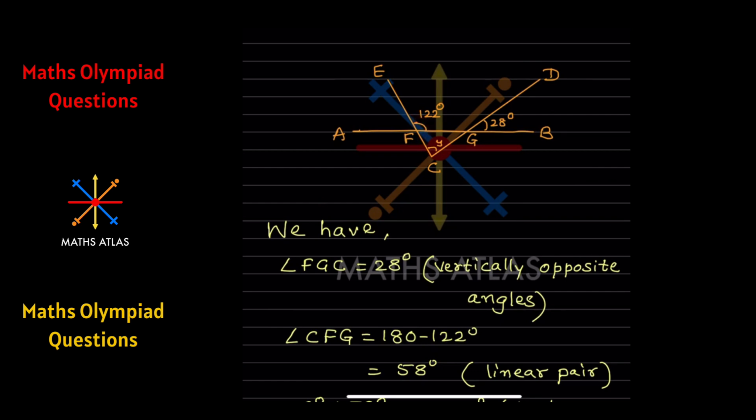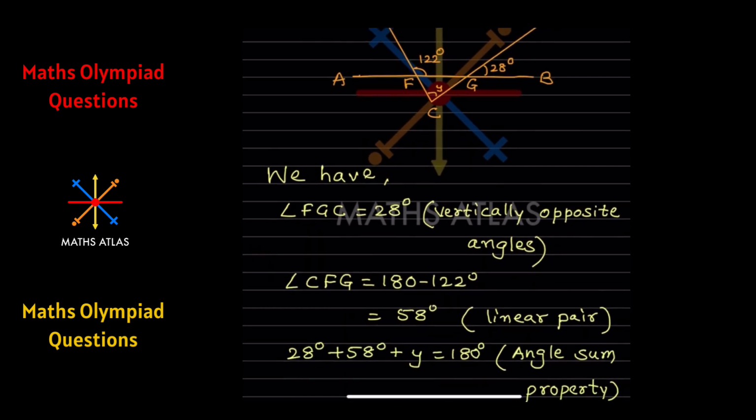So what will we do here? We will write this angle, CFG, will be 180. From that 180, you subtract 122, which is 58. So this angle you got as 58. As I told you, that is a linear pair.